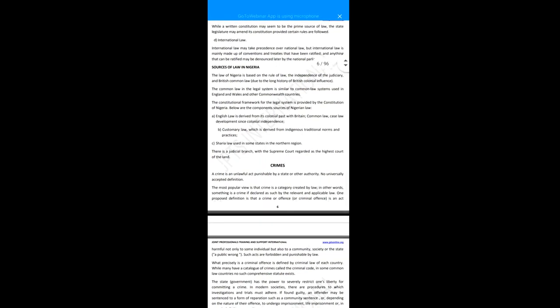That's common law, case law, developed since colonial independence. While the customary law is derived from indigenous traditional norms and practice. Now, the customary law is derived from our culture, our traditions, our norms, our practice. Now, the Sharia law is used in some states in the northern region. The Sharia law is based on a religious aspect. It's based on sacred texts within the Quran. Now, there is a judiciary branch with the Supreme Court regarded as the highest court of the law.